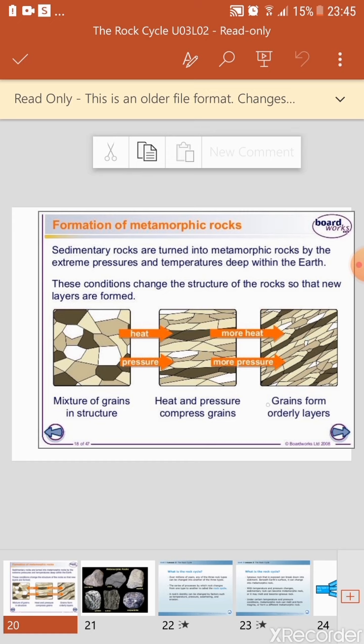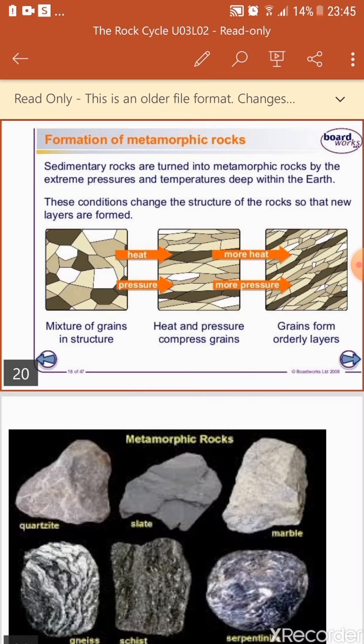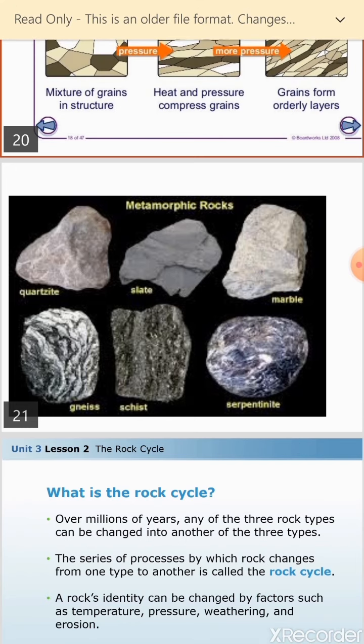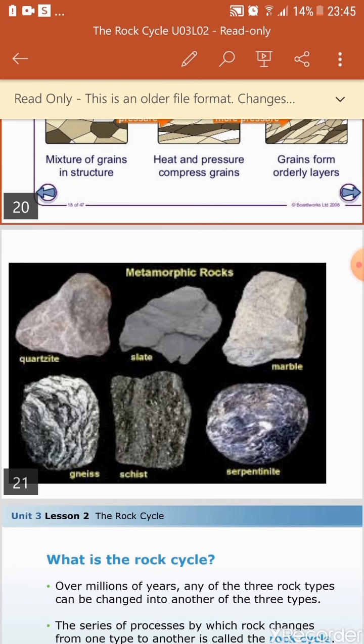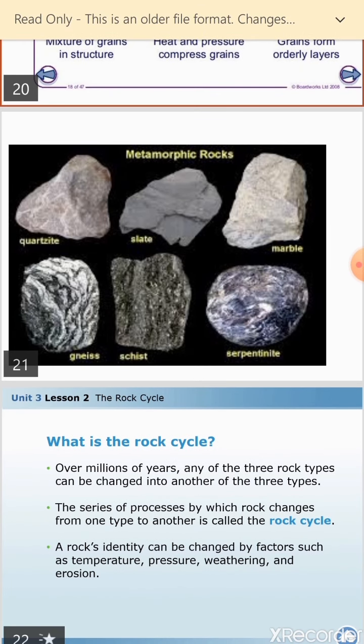Like the marble. You know the marble, how it has squeezed layers inside it. Most of us know the marble. The marble comes from metamorphic rock. So that's it. This is about the 3 classes of the rocks. Here also are some examples of metamorphic rock. The gneiss is a very famous one. This is to the left.